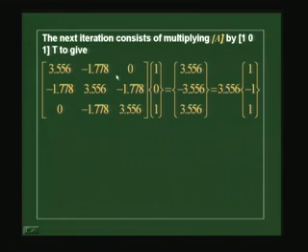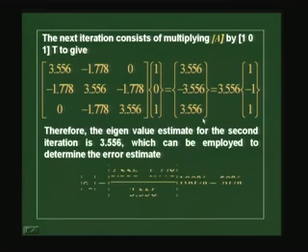I multiply it by 1 0 1 and I get something new, that is 3.556, minus 3.556, 3.556. That is, I make the largest element in this column vector 1. So, I take 3.556 out and I got 1, minus 1, 1. Now, I multiply the matrix by 1, minus 1, 1.